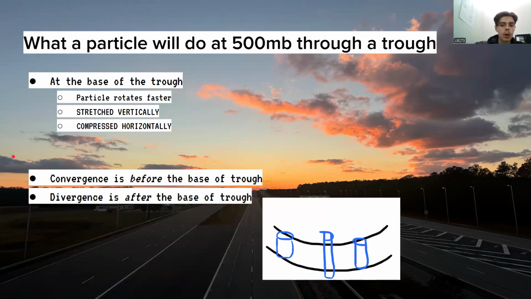So what will a particle do as it goes through a trough? We have to know that because of the fact that we have curvature vorticity, as I mentioned, it's going to spin, but basically two things are going to happen. As you can see, this horrible drawing, apologies for that, it's going to start out like that. But once it gets to there, it's going to be stretched vertically and compressed horizontally.